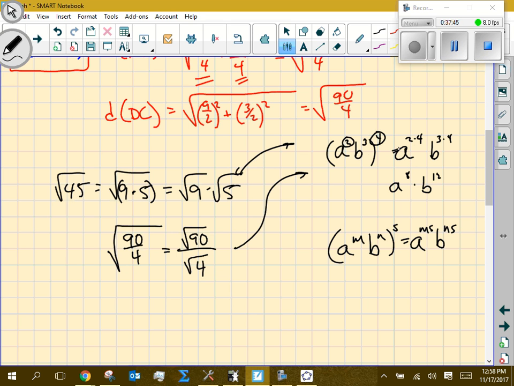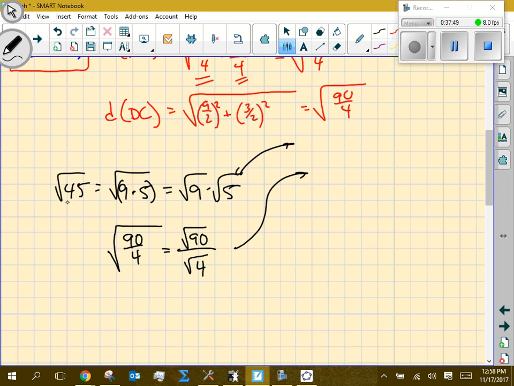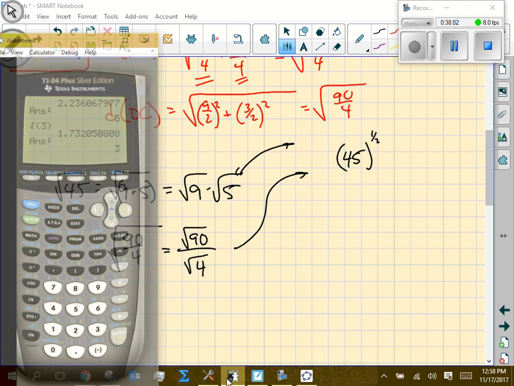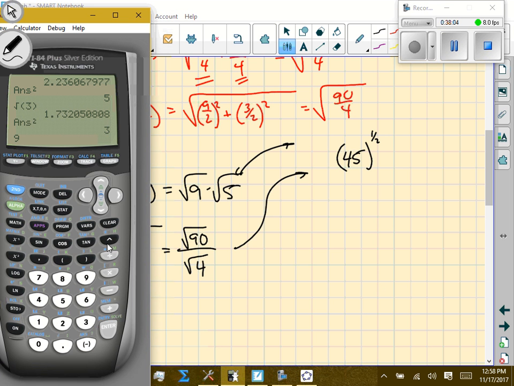Well, what you don't know is that a radical is actually an exponent. Okay, and we write this as 45 to the 1/2. The square root is a 1/2 exponent. If you want to convince yourself of that, you can go to a calculator and type in 9 to the 0.5. You should get the same thing as the square root of 9. You can take 16 raised to the 1/2, and you should get the same thing as the square root of 16.